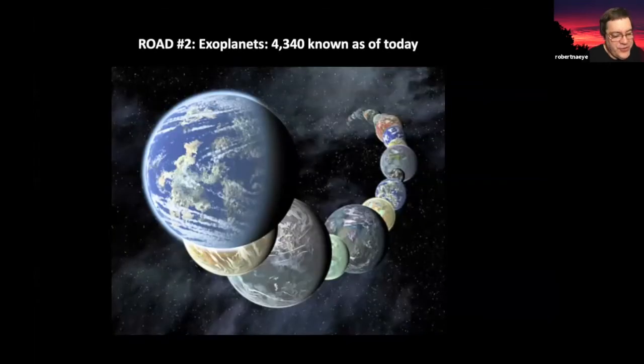So now I want to leave the solar system behind and turn to exoplanets, planets orbiting other stars. And I checked the website exoplanets.eu just a few hours ago, and it said that as of today, there are 4,340 known planets orbiting other stars. So that's pretty amazing. That's 542 times as many planets orbiting other stars than we know orbiting the sun.